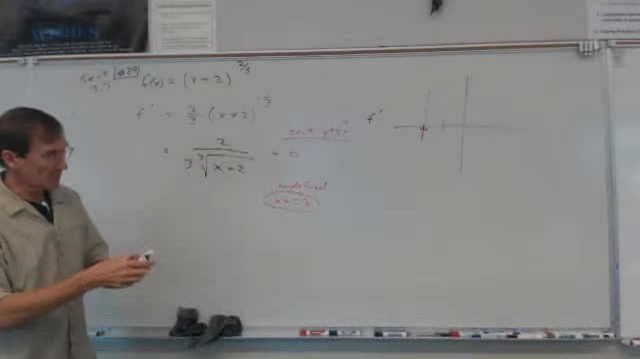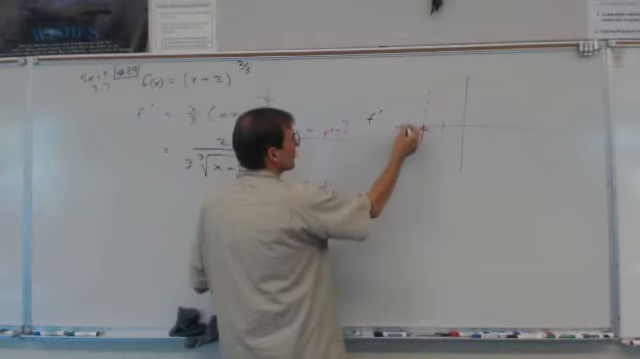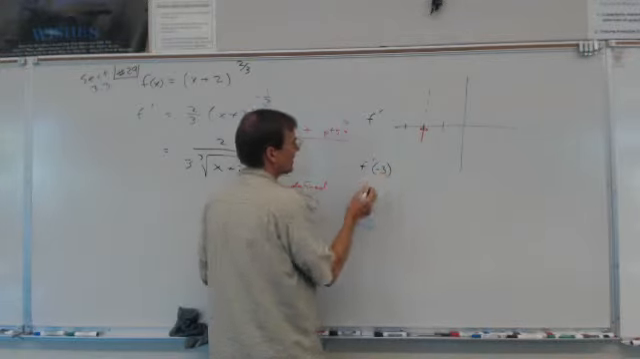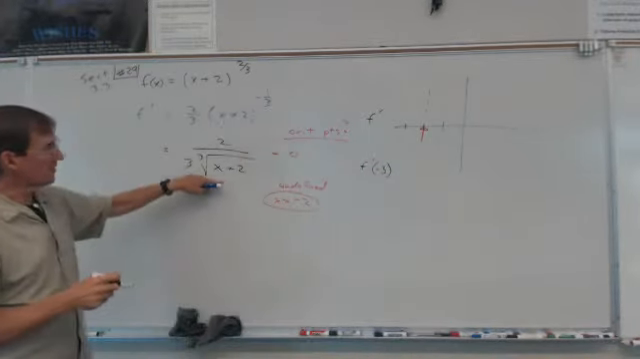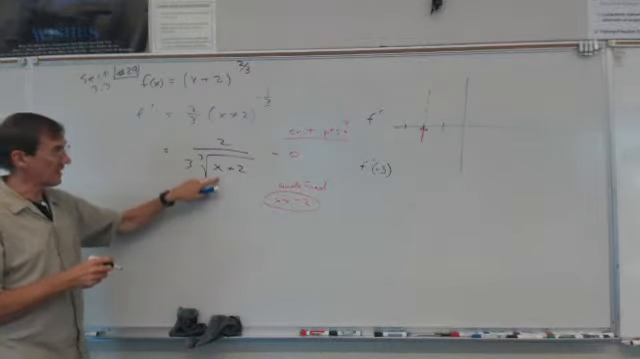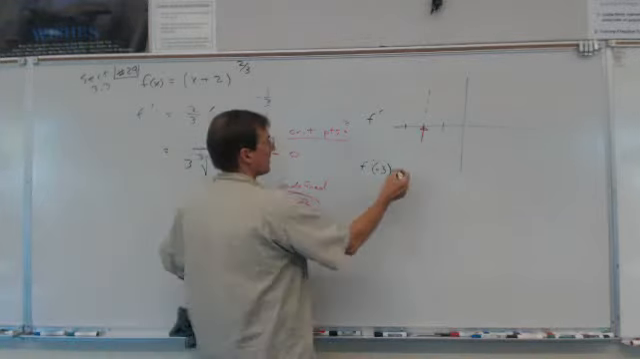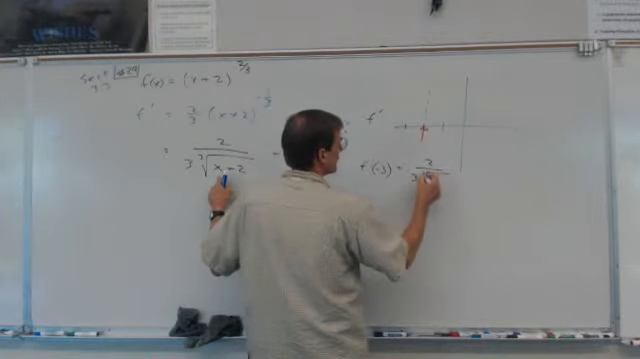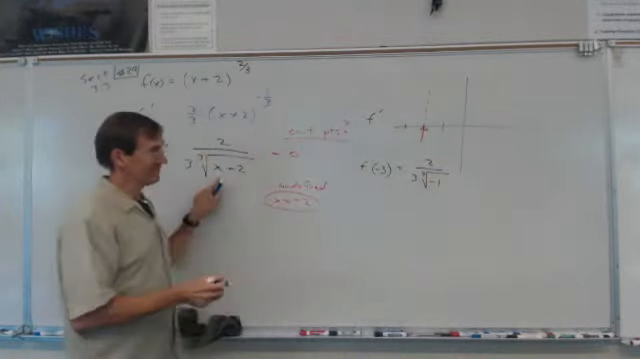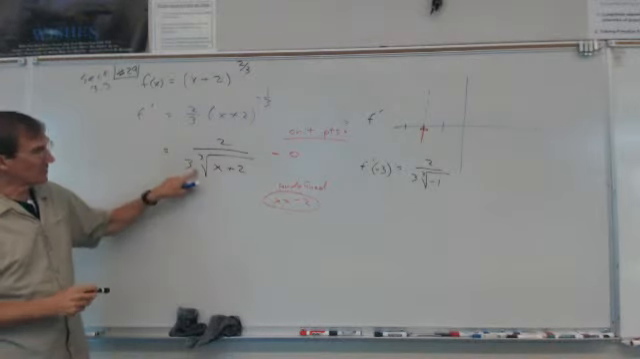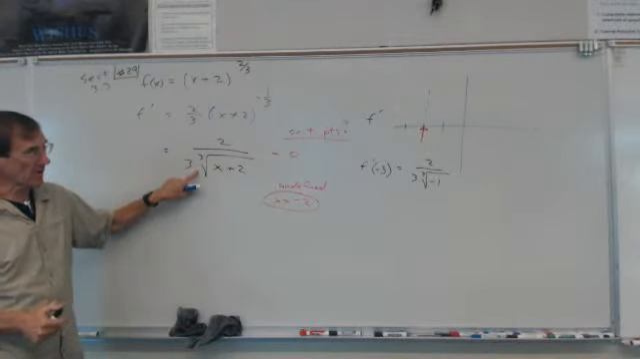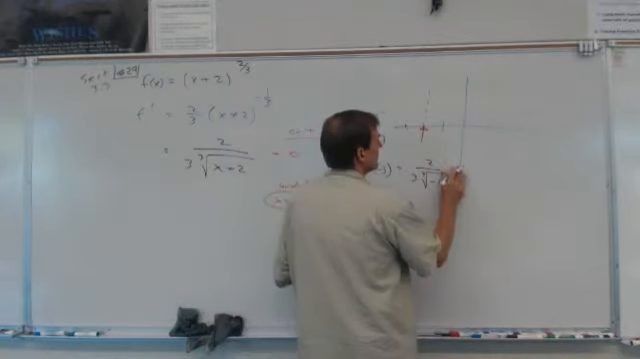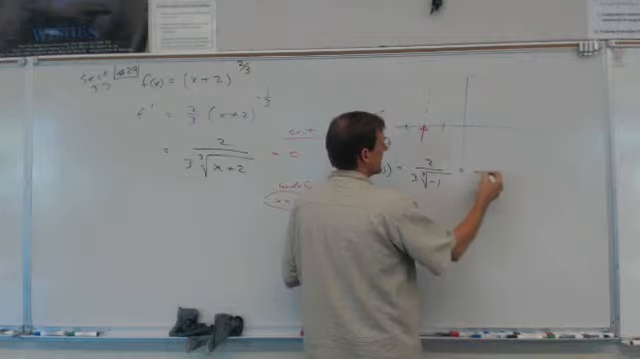So all I'm going to do is take f prime. I'm going to pick a number over here, maybe negative 3. Put that into this function and see what that does. If I put negative 3 in there, I get 2 over 3 times the cube root of negative 1. And remember, you can take cube roots. Odd roots of negative numbers are okay. So the cube root of negative 1 is just negative 1. So this equals negative 2/3.